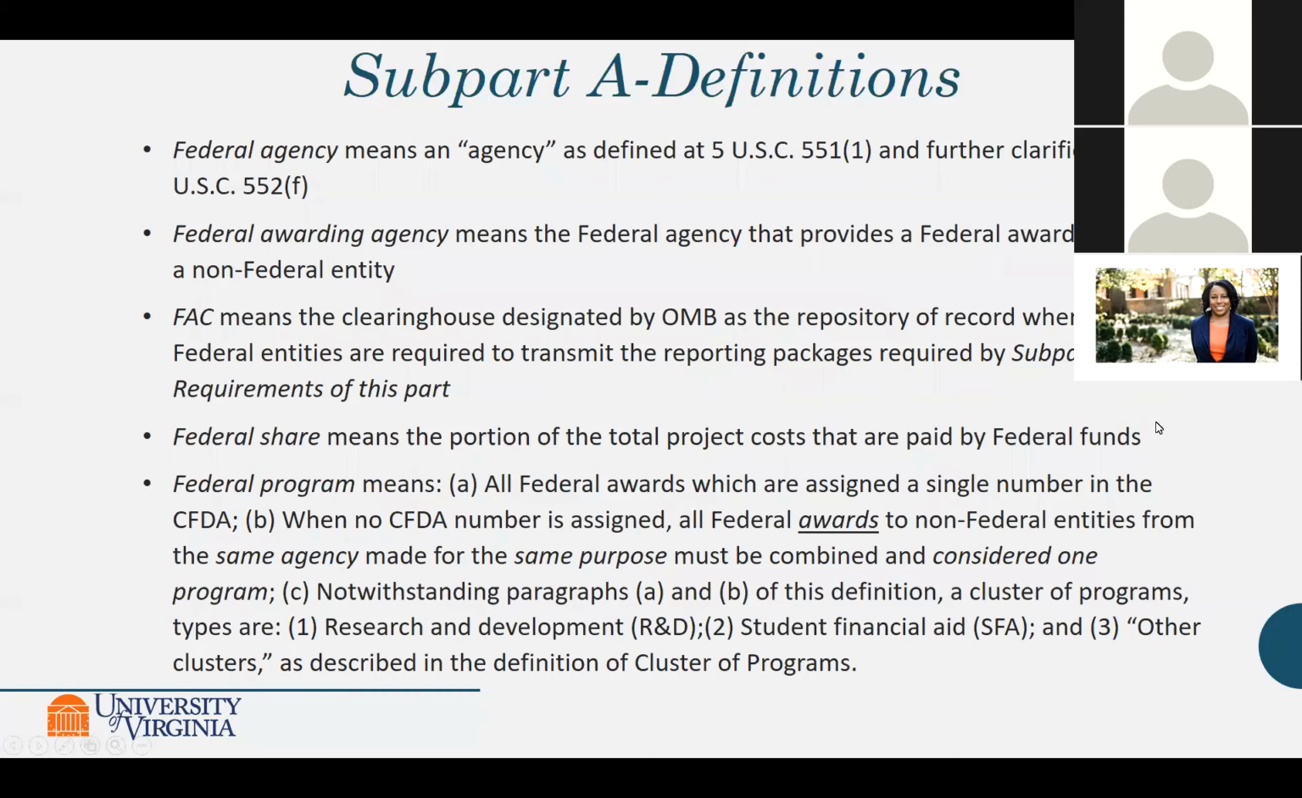So expenditures, federal agency, federal share, so that's the portion of total project costs that are paid by federal funds, with cost share being the other part. The federal program, so that's all the awards which are assigned to a single number in the CFDA, the Catalog of Federal Domestic Assistance. Everything gets rolled up together there.